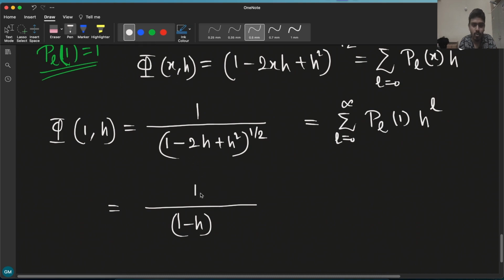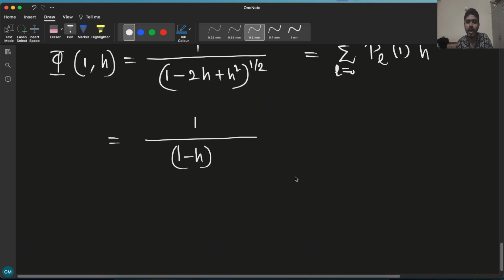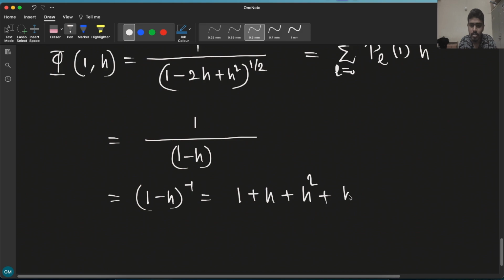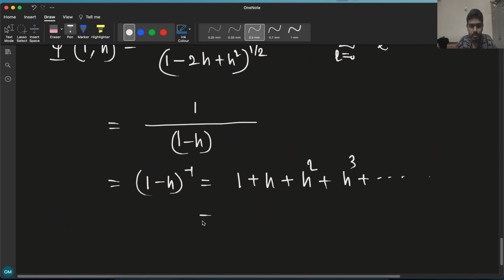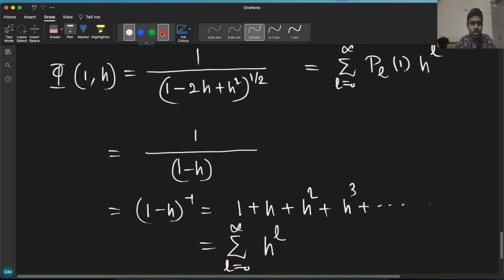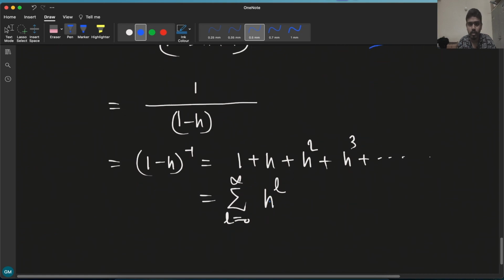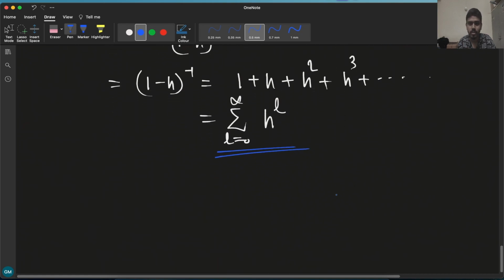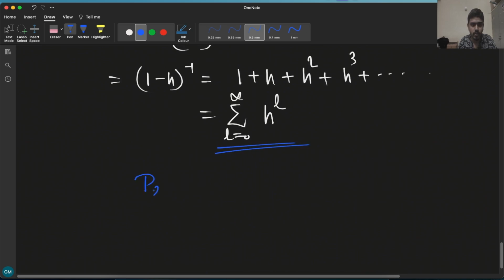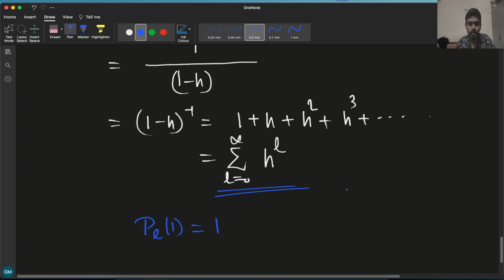So it is basically 1 by 1 minus h. And now if I expand it, if I do the binomial expansion, that is (1 minus h) to the power minus 1, then it is 1 plus h plus h square plus h cube plus dot dot dot. Okay, and that is the sum of h to the power L, L equals 0 to infinity. So if you compare these two expressions, the conclusion is basically PL(1) equals 1, right?